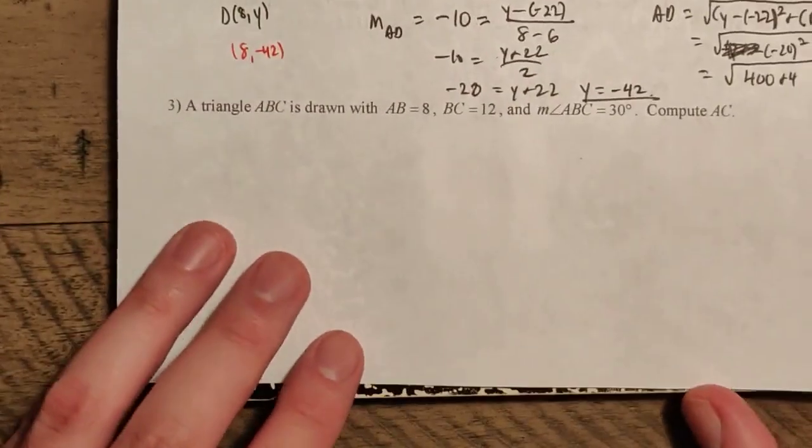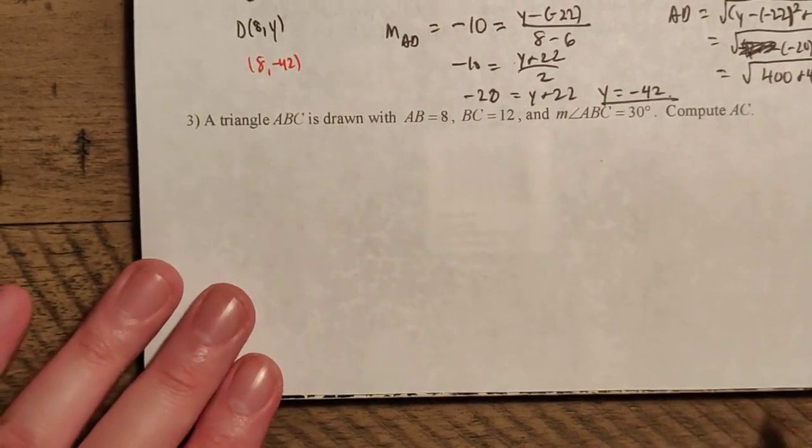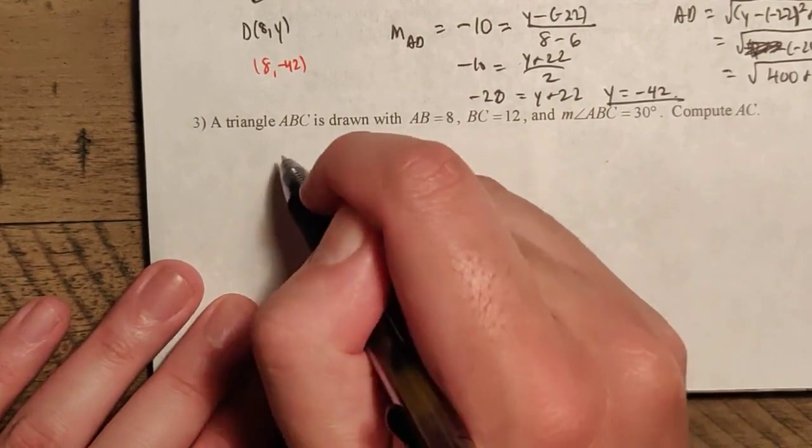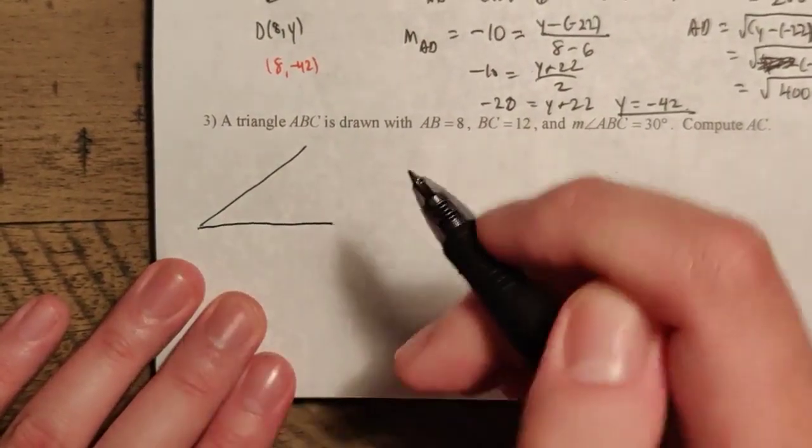Okay, problem 3. Now this is a bit of a strange problem. You don't expect to see this in a chorded geometry problem, but let's give it a go anyway. We're going to sketch this out so we can draw our triangle like so. So here's a triangle.